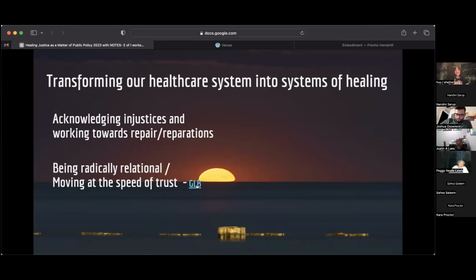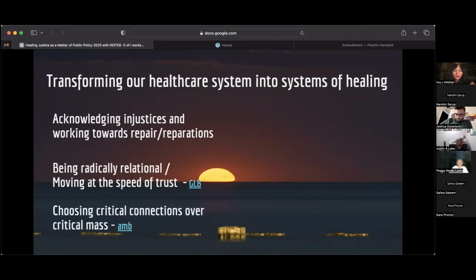What she is noted for was many things, right, as she lived to be 100. But one of the things that I really carry with me every day is this mantra, which is moving at the speed of trust, right? It also ties into this other principle that I really try to live by, which is choosing critical connections over critical mass, right?